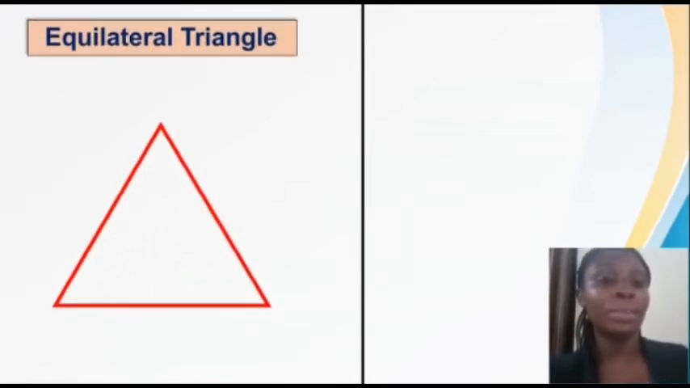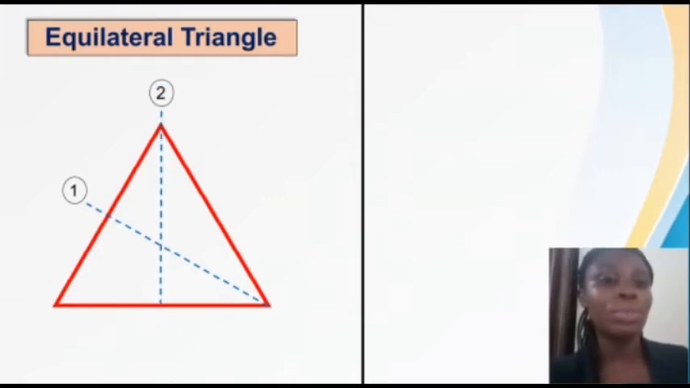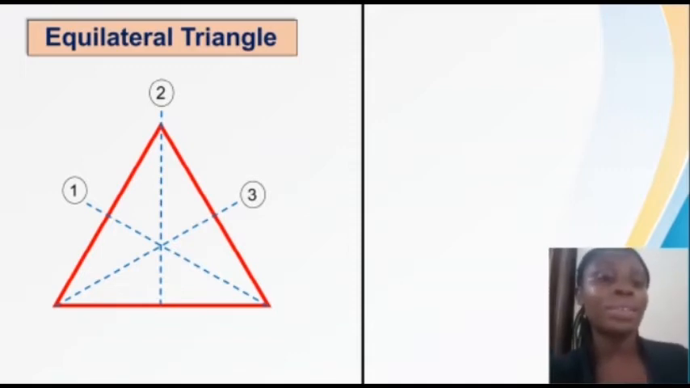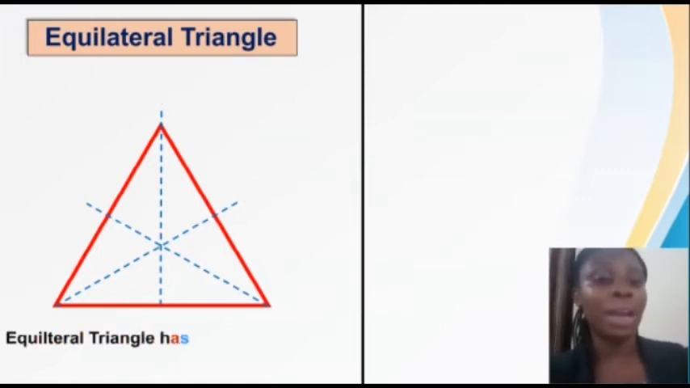Equilateral triangle, that is the triangle that has all the sides equal. An equilateral triangle has 1 line, 2 lines, and the third line. So an equilateral triangle has 3 lines of symmetry. Line of symmetry 1, 2, 3.